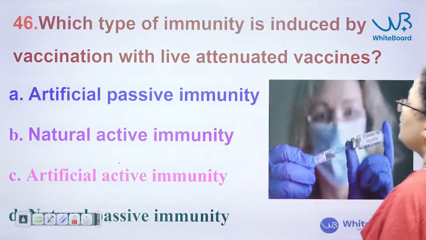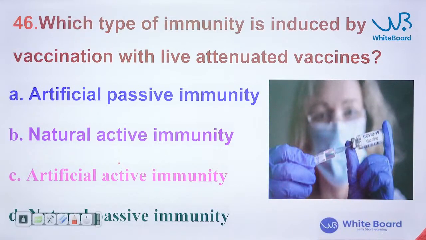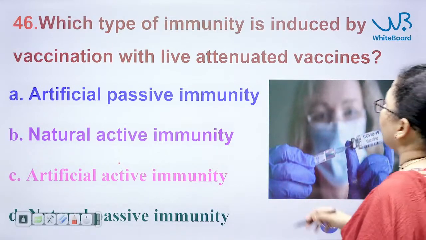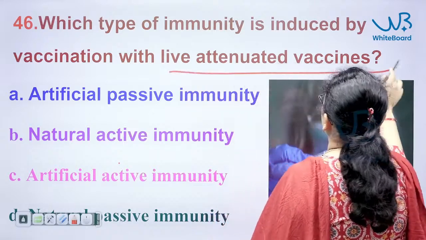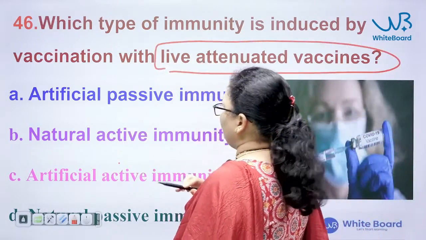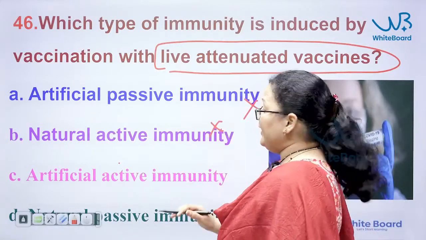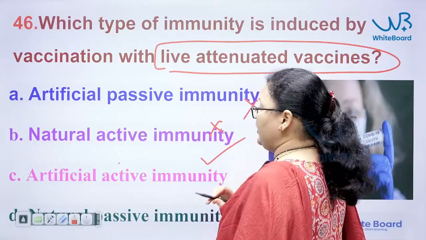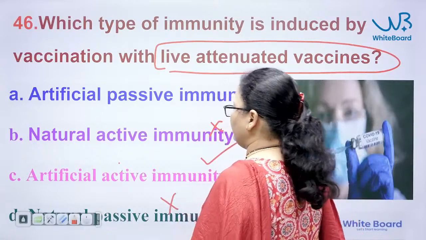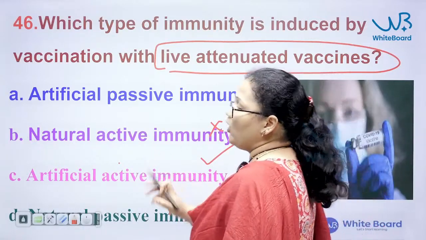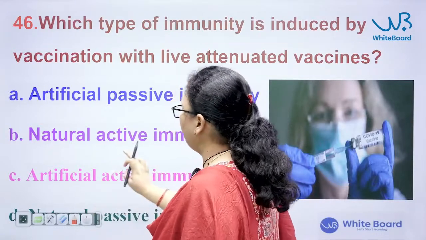Next one. Which type of immunity is induced by vaccination with live attenuated vaccines? Artificial passive immunity? No. Natural active immunity? No. Next, artificial active immunity? Yes. Next, natural passive immunity is a wrong answer. So, the correct option is the option C.